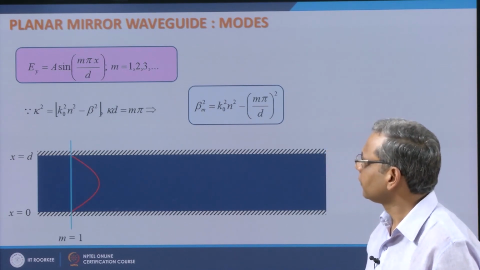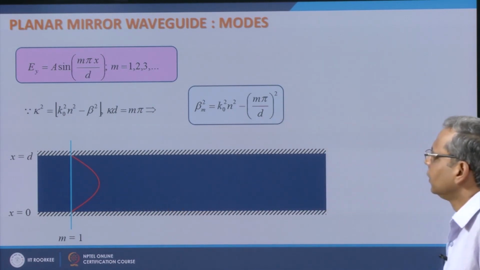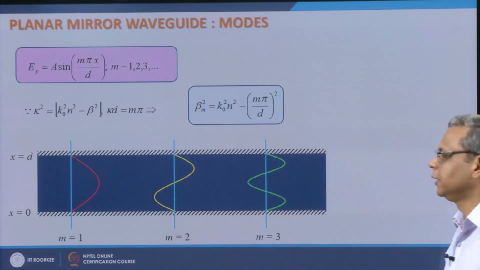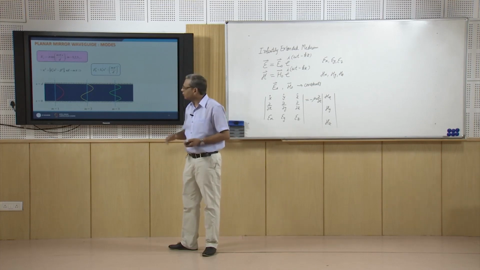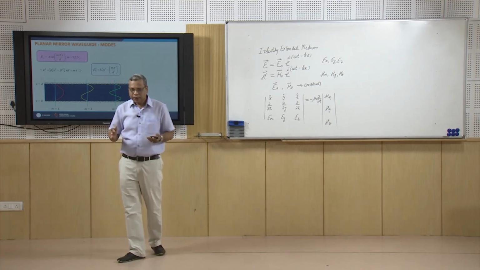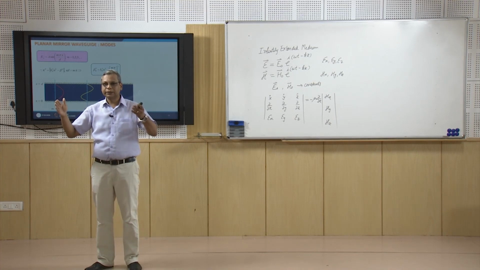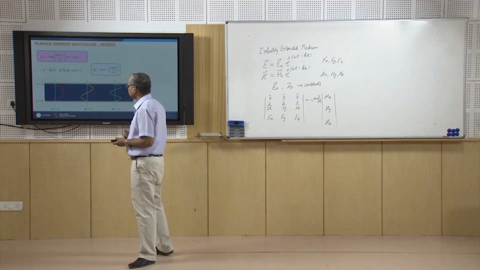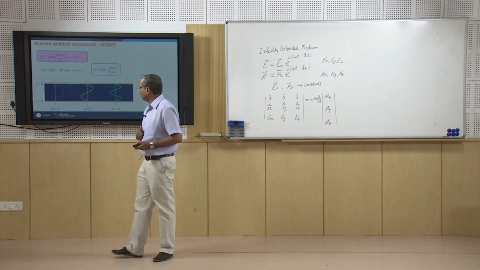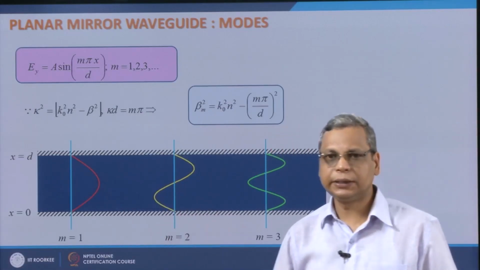If I plot them, then for m is equal to 1 it will look like this, for m is equal to 2 it would look like this, m is equal to 3 like this. They are nothing but, if you look carefully, they look like the modes of vibrations of a stretched string, modes of vibrations of a stretched string. So, it is similar to that. So, in the next lecture I am going to understand what do they exactly represent.